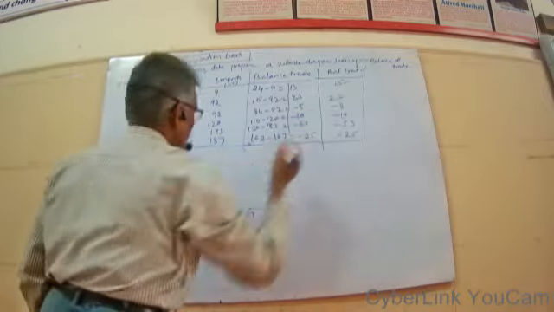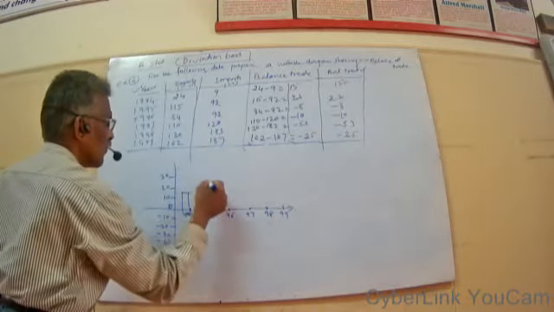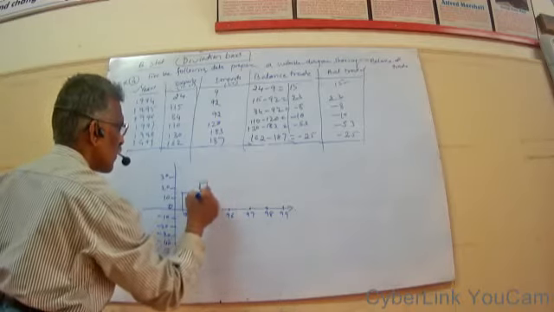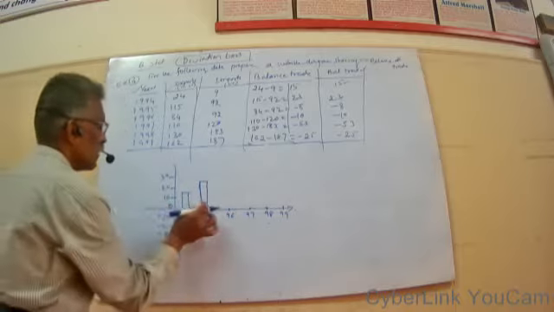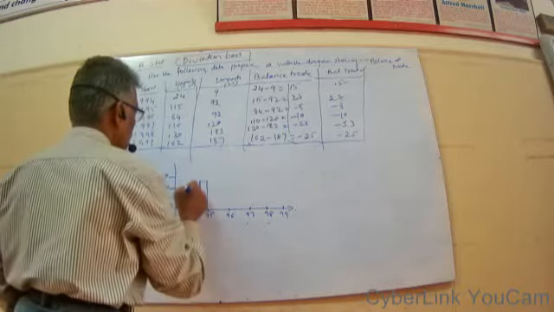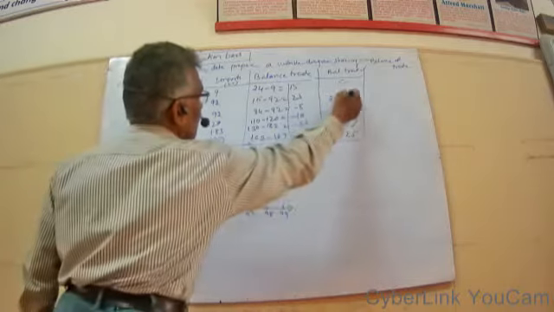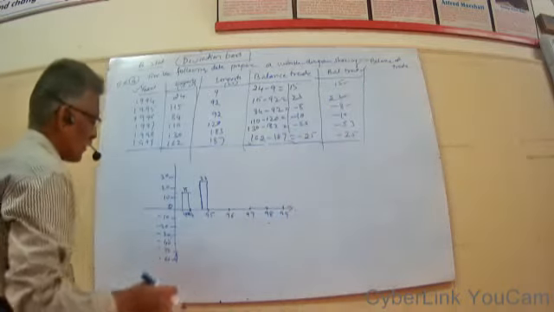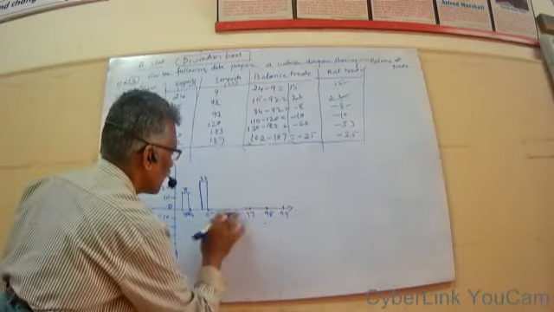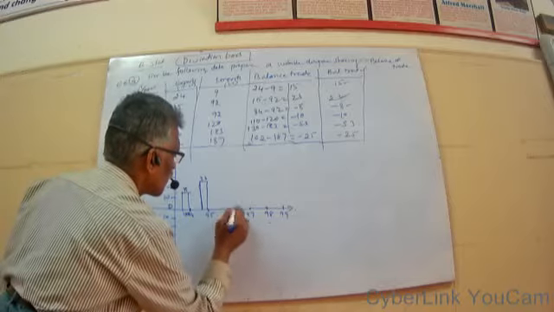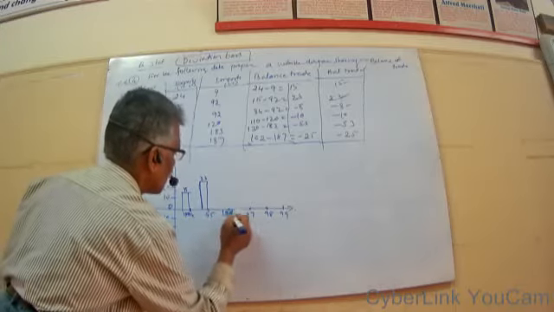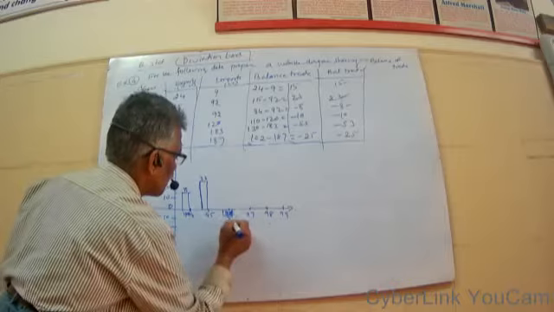For 95, again positive 23, somewhere here. Assume that this size and this size are the same and the spacing is also the same, because I am handling this manually. So this is 23, this is 15, this is 23. The next is minus 8, a negative value. Negative 8 means somewhere here, so it should be less than 10. So this is minus 8.